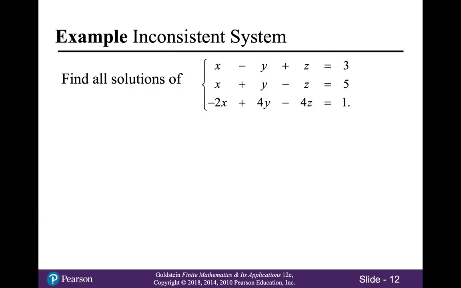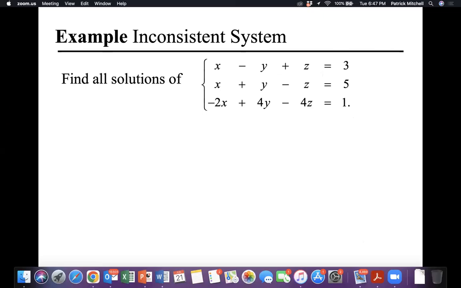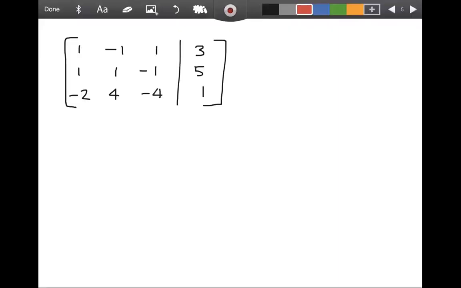All right, so here's the example. We're going to try to find all solutions of x minus y plus z equals 3, x plus y minus z equals 5, and negative 2x plus 4y minus 4z equals 1. So once again, when I switch over to the tablet, you will see the augmented matrix that represents this system. And we will go about the business of Gaussian elimination. So we'll start pivoting and putting this thing in diagonal form.